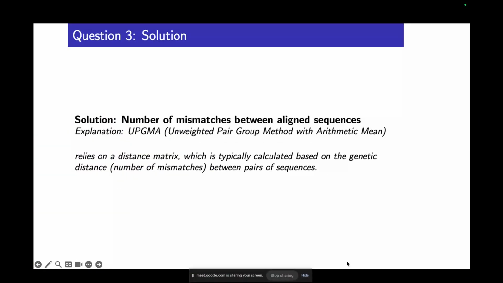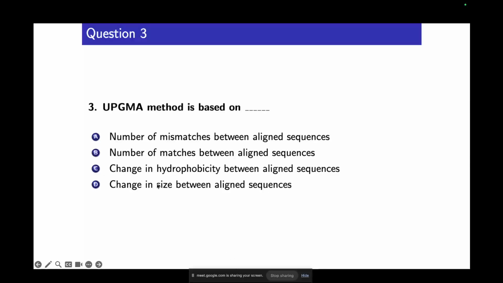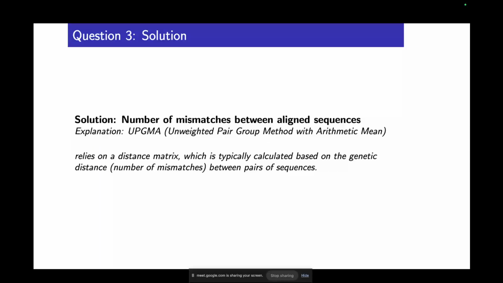No, UPGMA is based on genetic distances. So how is genetic distance calculated? It's just the number of mismatches between two sequences, right? So yeah, it's based on mismatches, not matches. Or I saw a third option, hydrophobicity. Certainly not hydrophobicity. You can get confused between matches and mismatches, but the idea is that the divergence or convergence of two sequences, or how far apart they are, is dependent on the number of mismatches they have, not the number of matches. And certainly not hydrophobicity.